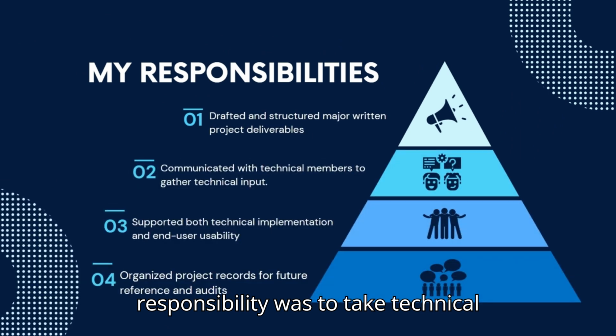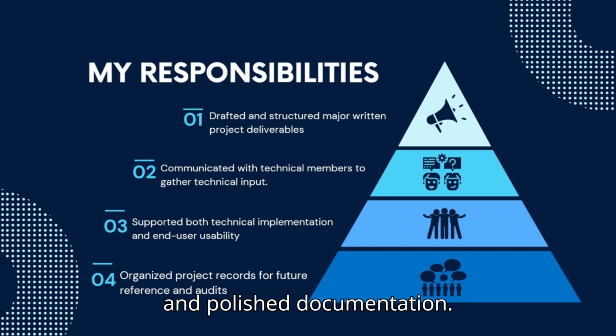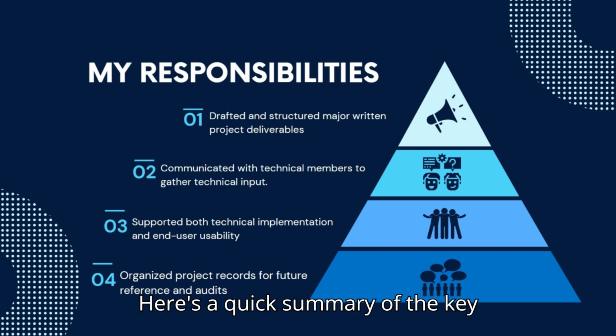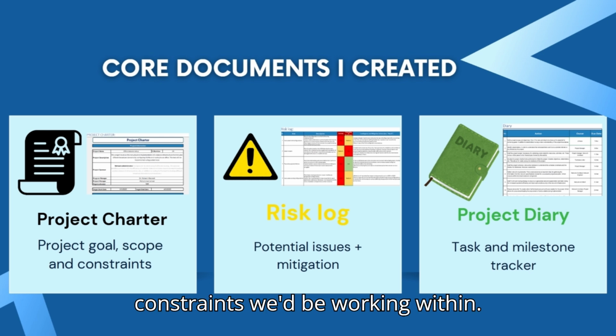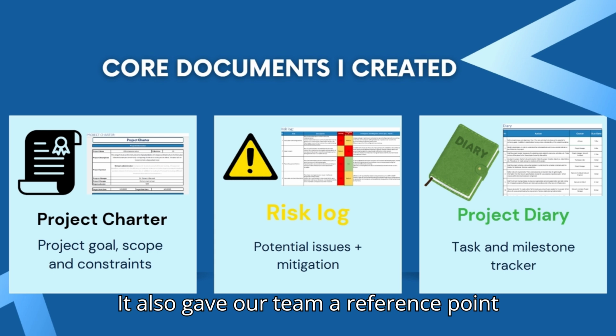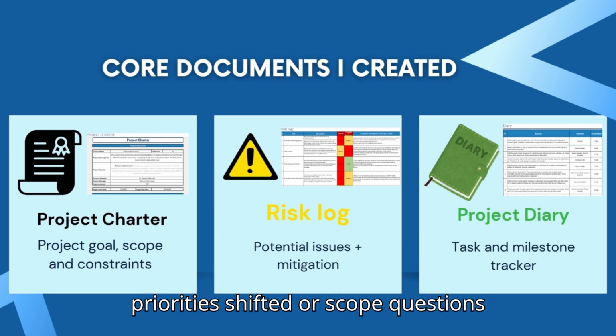As the technical writer, my responsibility was to take technical input from the team and convert it into organized, understandable, and polished documentation. Here's a quick summary of the key documents I handled. For the project charter, I created this early in the project to define our goal, the scope of work, and the constraints we'd be working within. It also outlined potential risks and listed the assumptions that guided our planning. It also gave our team a reference point throughout the project whenever priorities shifted or scope questions came up.